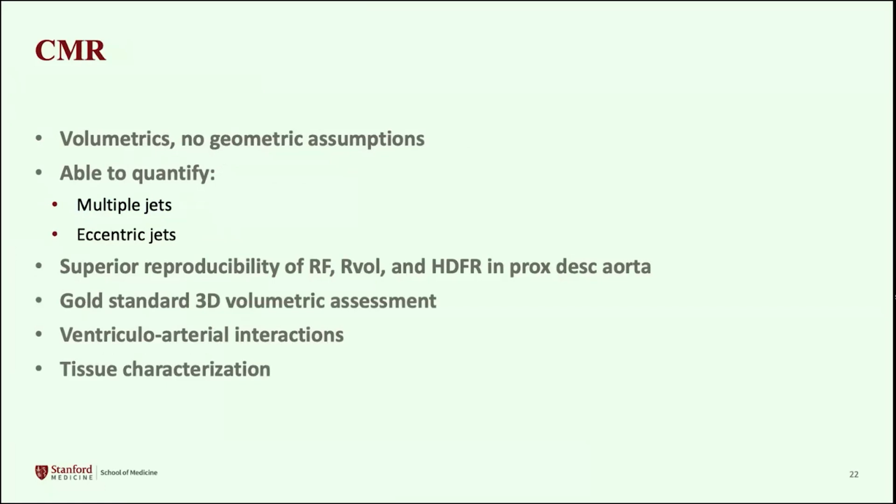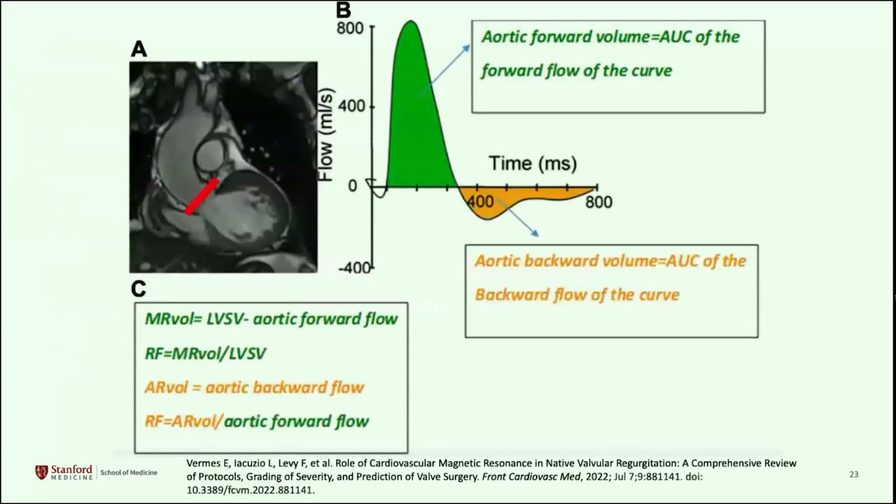There's superior reproducibility of the regurgitant fraction, regurgitant volume, and holodiastolic flow reversal in the descending aorta compared to echocardiography between readers. And we're able to look at other things like ventricular arterial interactions, the size of the aorta, as well as tissue characterization of the LV. So how is the LV handling that pressure and volume load over time?